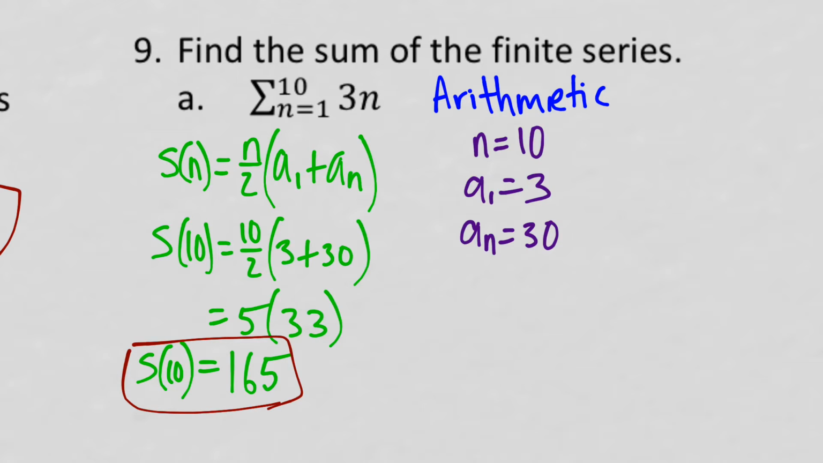Pretty simple. If it's arithmetic, all you got to remember is to use this formula to find the sum. This formula is used to find the total sum of the numbers. Okay, n is 10 because 10 minus 1 plus 1. A sub 1 is 3 and a sub n is 30. A sub 1 means the initial term. A sub n means the final term. 3 plus 30 is 33. 10 over 2 is 5, so 5 times 33.